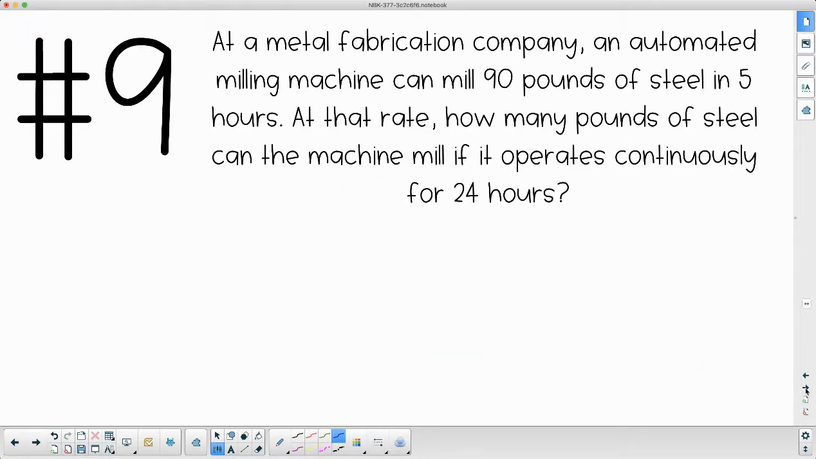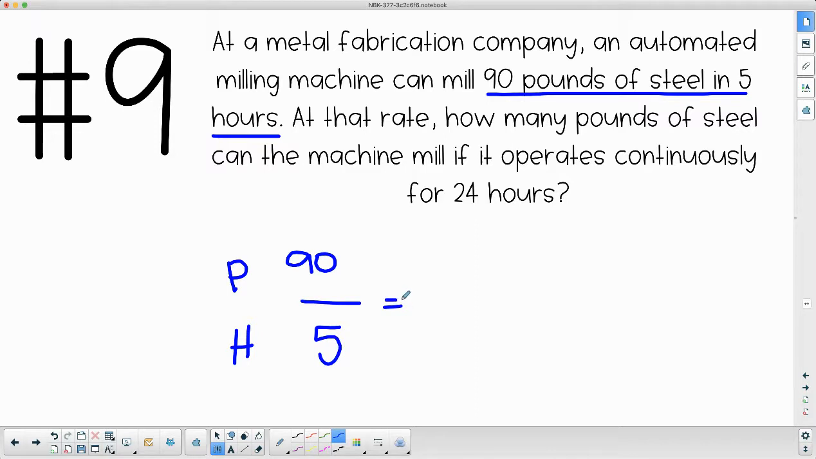Number 9 says that a metal fabrication company has an automated milling machine that can mill 90 pounds of steel in 5 hours. So we are comparing pounds to hours. So we have 90 pounds that can be done in 5 hours. At that same rate, how many pounds, so we're looking for pounds, can be done if it operates continuously for 24 hours. So you can see all of our hours match up, all of the pounds match up.